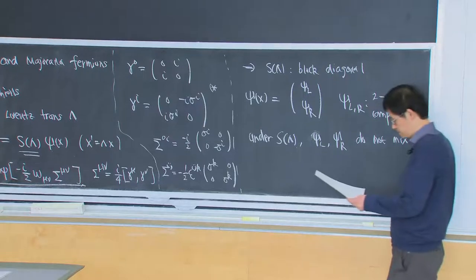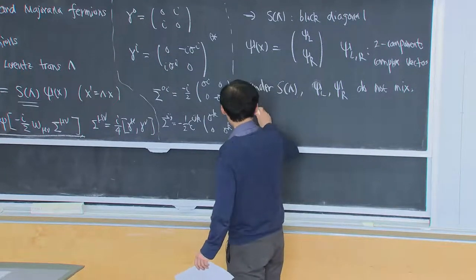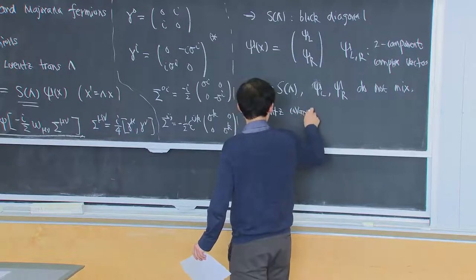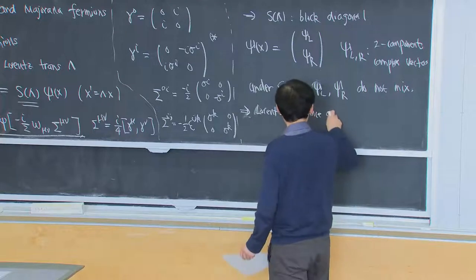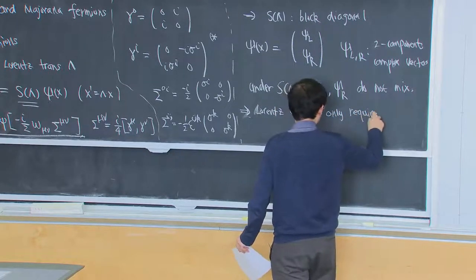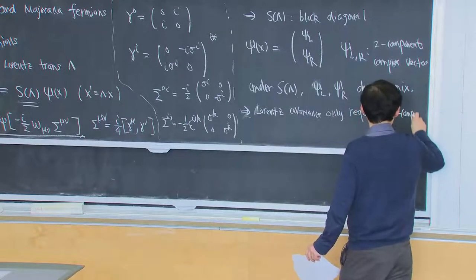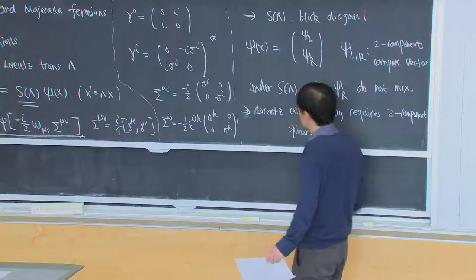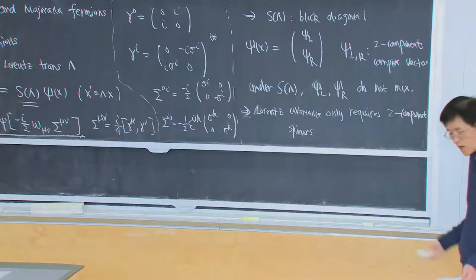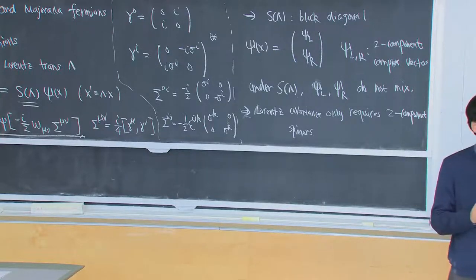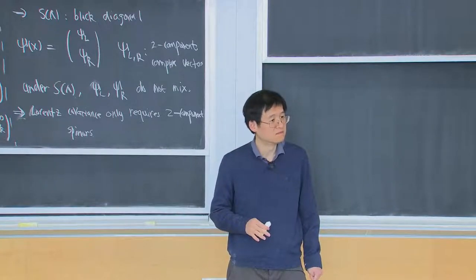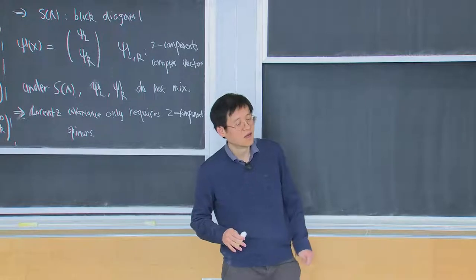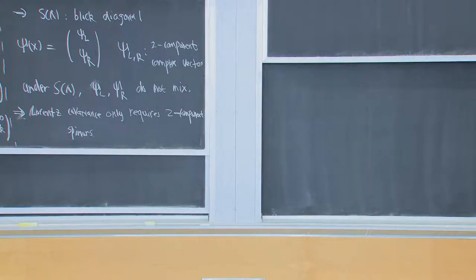So this tells you that Lorentz covariance only requires two component spinors. Just by the Lorentz transformation itself, we don't actually need four components. Okay. So now I'm going to tell you, we actually knew this all along. So how do we know this all along? Yes? Sorry, say it again.